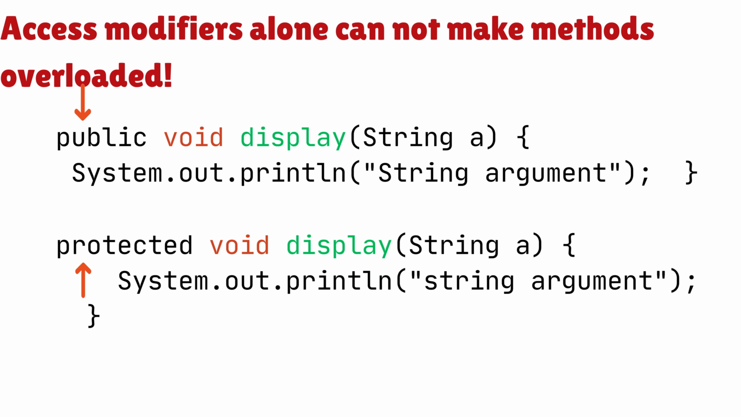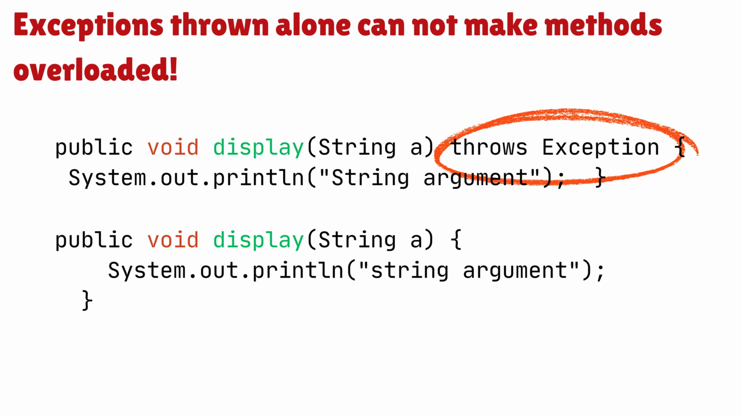Changing just the access modifiers, like public, private, or protected, doesn't make methods overloaded either. Also, changing only the exceptions a method throws doesn't count as overloading. You can have two methods with the same name and parameters, but if the only difference is in the throws clause, they're still considered the same method, and the compiler will throw an error. Overloading strictly depends on differences in the parameter list.